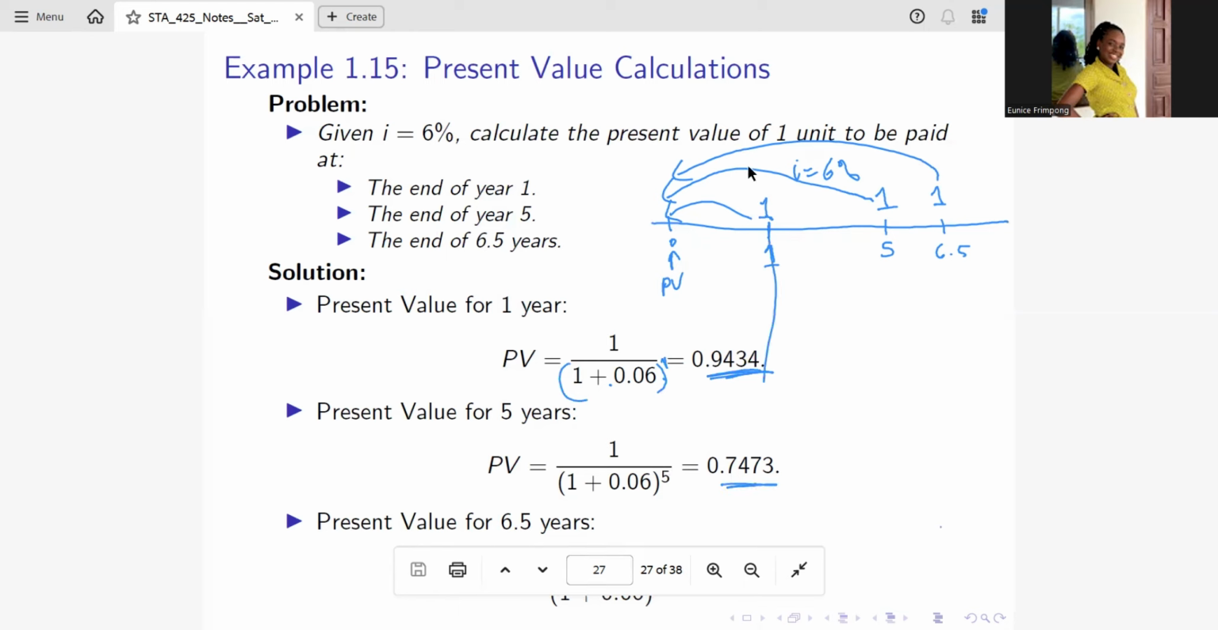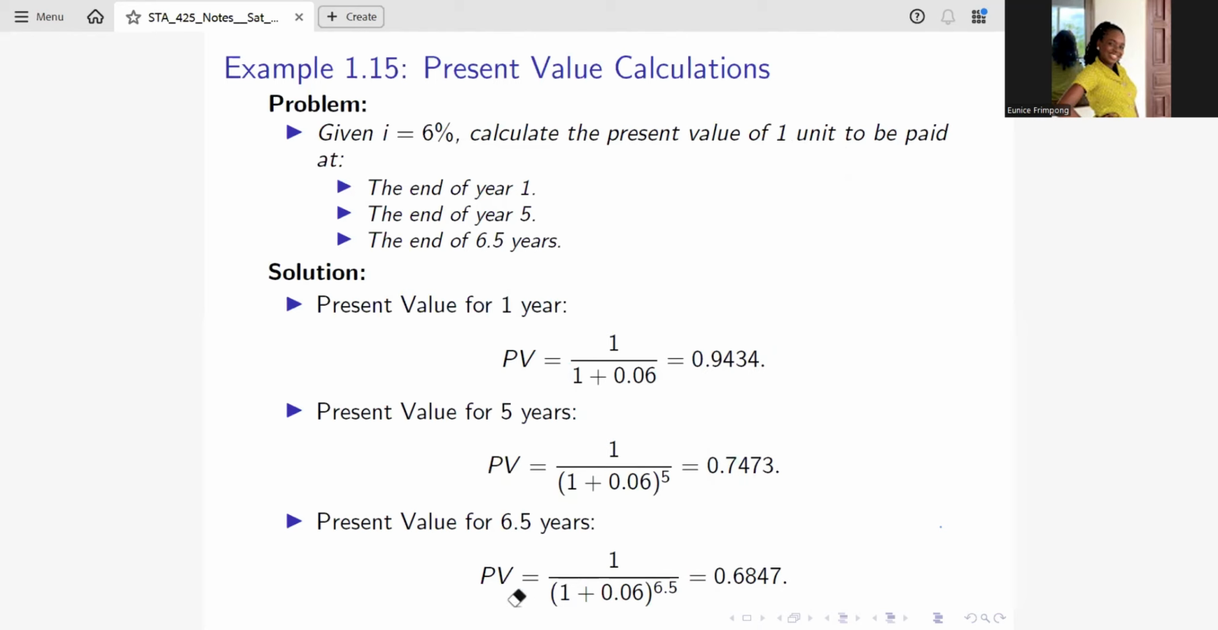Finally, you can do the same for 6.5 years, as we have done for the previous two. So for 6.5 years, the present value is going to be equal to 1, which is paid at time 6.5, divided by 1 plus 0.06, all to the power 6.5, with all of this being the accumulation function.